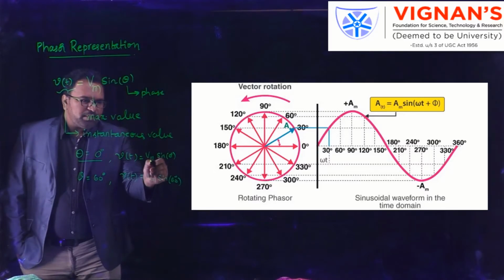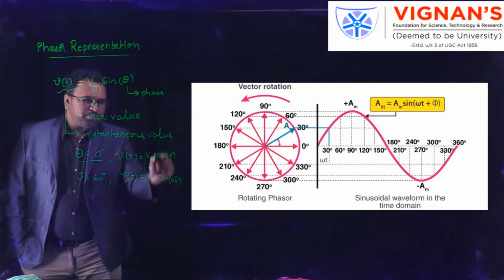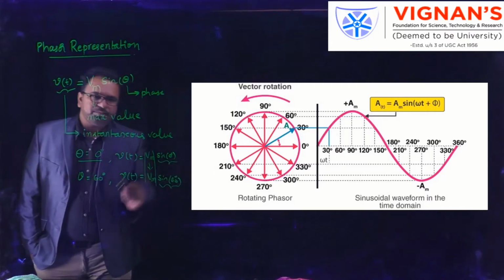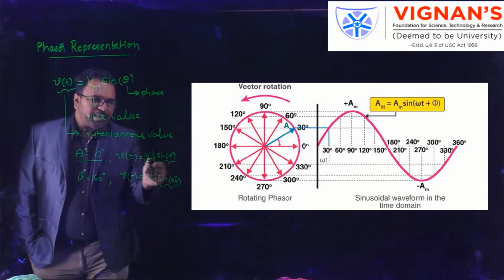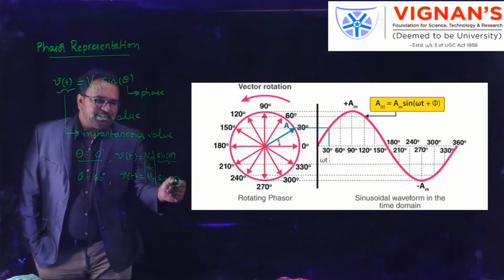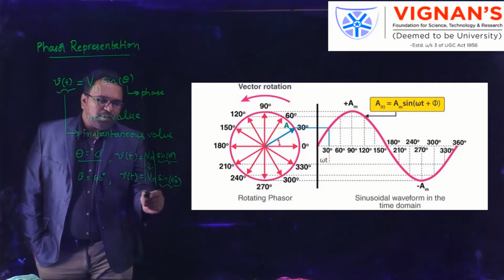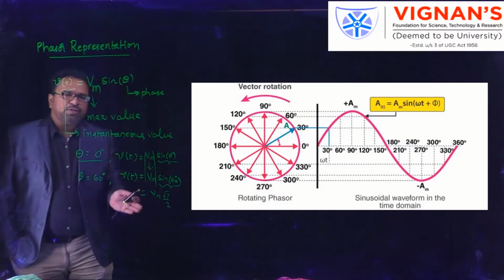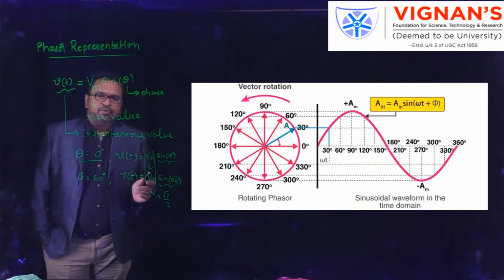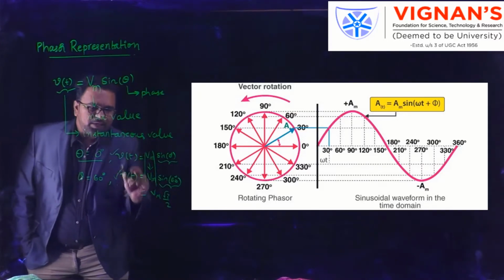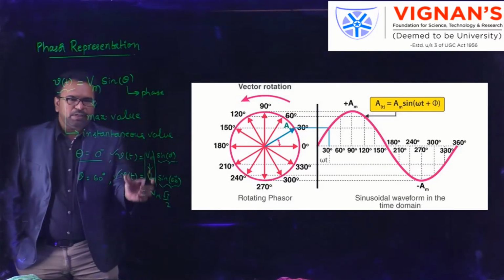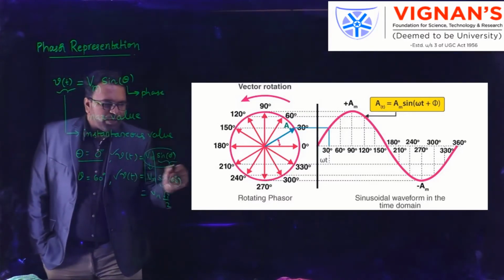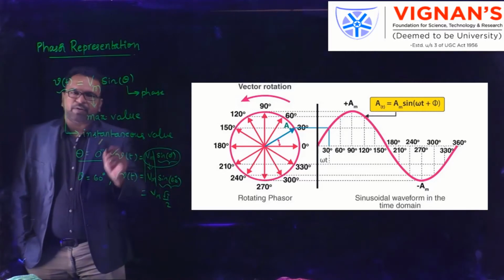Always, the magnitude of the vector is constant at Vm, but its value depends upon the phase, the position of the vector. When it is at 0 degrees, the value becomes 0. When it is at 60 degrees, the instantaneous value is Vm root 3 by 2, and so on. That means the position of the vector decides the instantaneous value of the alternating quantity, which we have already learned. Now let us try to represent this sinusoidal quantity by means of this rotating phasor.